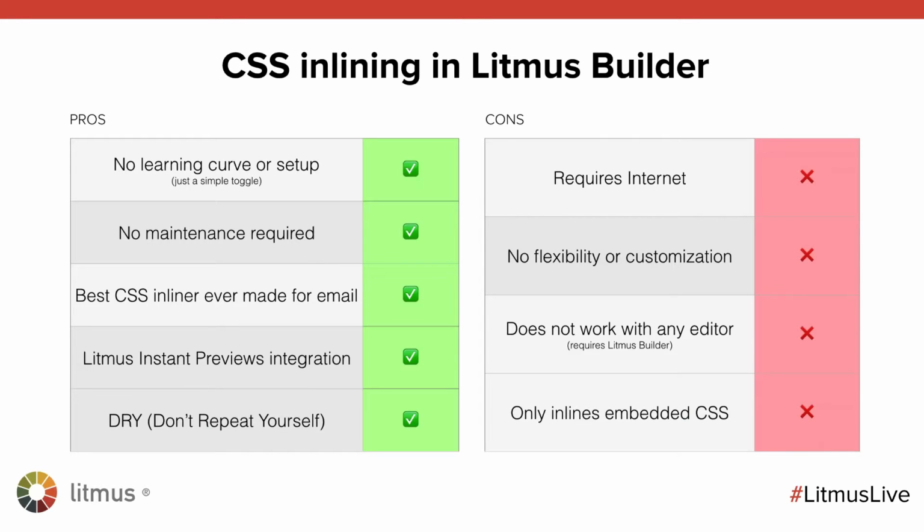So when you look at just the pros and cons of CSS inlining in Litmus Builder, there's no learning curve or setup needed. You really get the power of the task runner workflow that I just talked about, but that's already set up for you out of the box. You don't even have to worry about it. You just click on the toggle and you go. There's no maintenance required at all. Litmus will basically take care of all the updates that happen on their end.